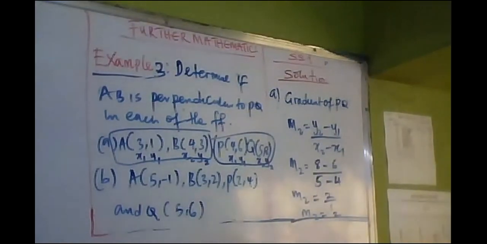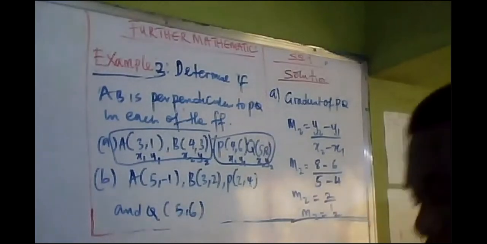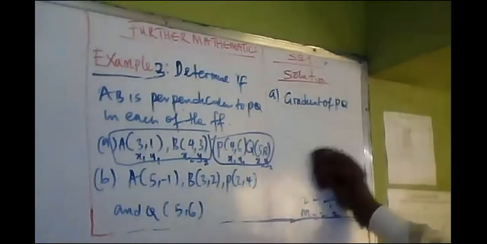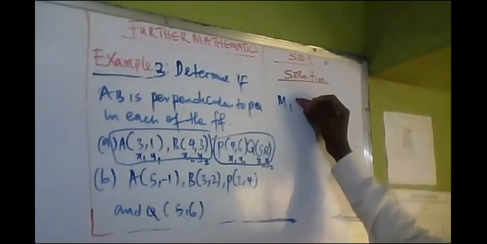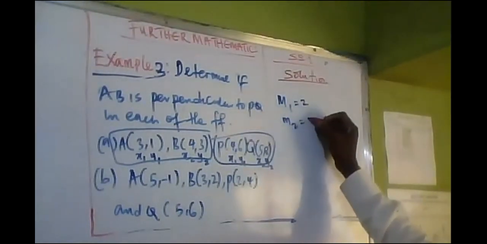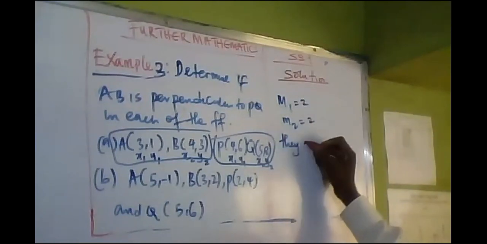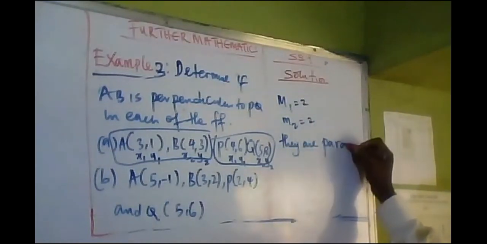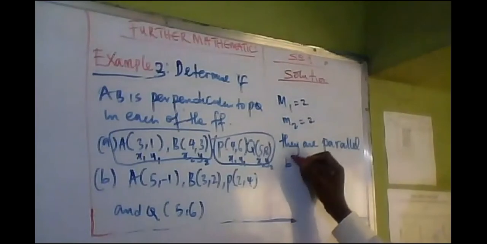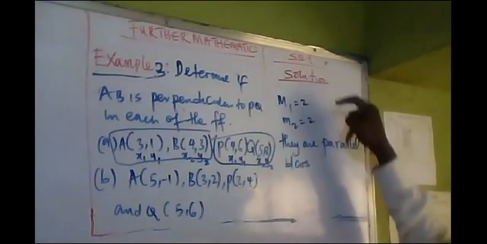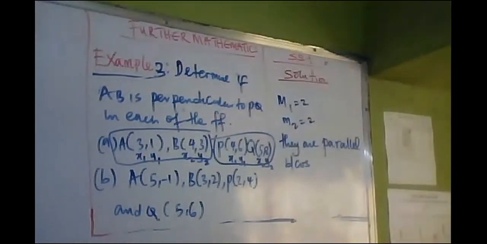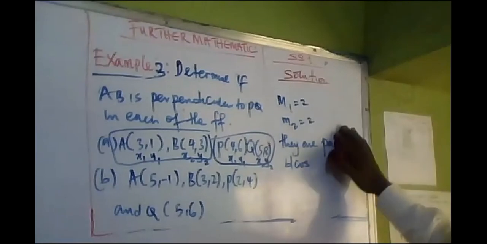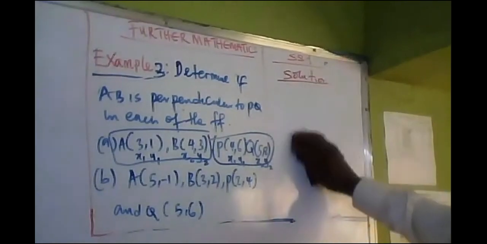So if you look at the answer now, M1 is 2, M2 is 2. They are parallel, because they have the same gradient, and their gradient is 2. So we have solved the first one. The first one is parallel. So let's solve the next one, and the next one should be perpendicular.